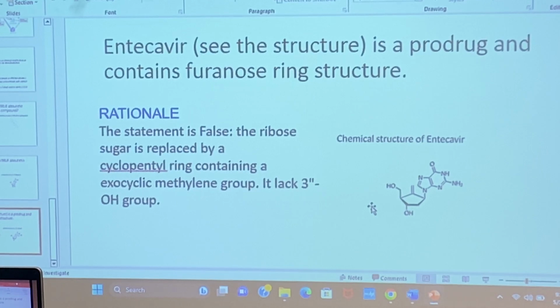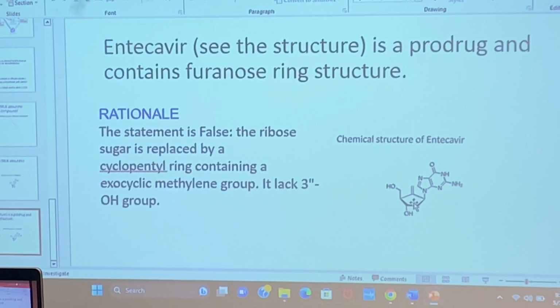Dr. Shivachar? Yes. When I read that question, I was confused because I remember it was a prodrug. I always thought entecavir was going to be replaced with the cyclopentyl. It's a prodrug and contains a furanose ring structure. It's a prodrug, yes, and contains a furanose ring? No. It doesn't contain a furanose ring. It is a pentyl ring. It is not a furanose ring. So I combined it.